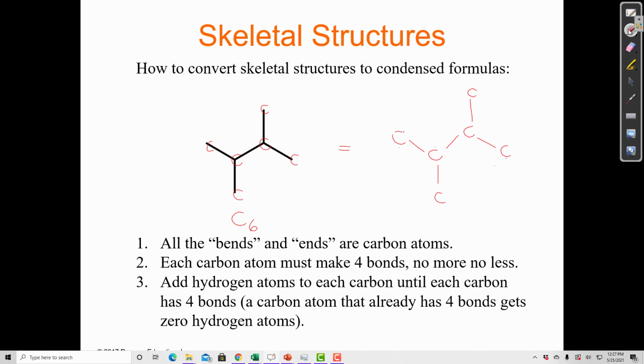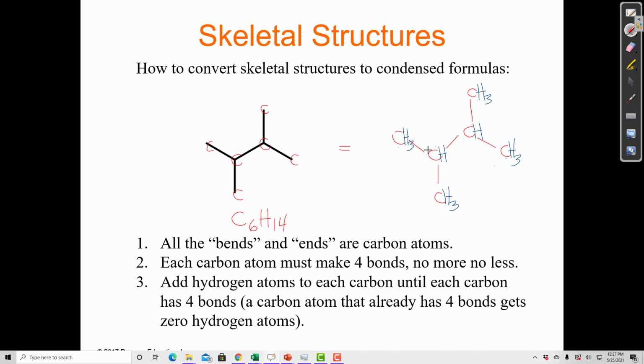And now I can write CH3, CH3, CH3, CH3. So the way to interpret this, and let's finish our count of how many H's we have over here. Let's count them up: 3, 6, 9, 12, 13, 14. H, 14. So this and this are the same, right?